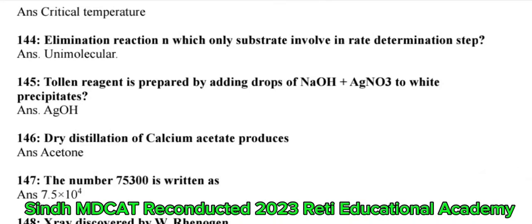Question number 144. Elimination reaction in which only the substrate is involved in the rate determining step, and the correct answer is unimolecular. Question number 145. Tollens' reagent is prepared by adding drops of NaOH plus AgNO3 to white precipitates, and the correct answer is AgOH. Question number 146. Dry distillation of calcium acetate produces, and the correct answer is acetone. Question number 147. The number 75,300 is written as, and the correct answer is 7.5 into 10 power 4.